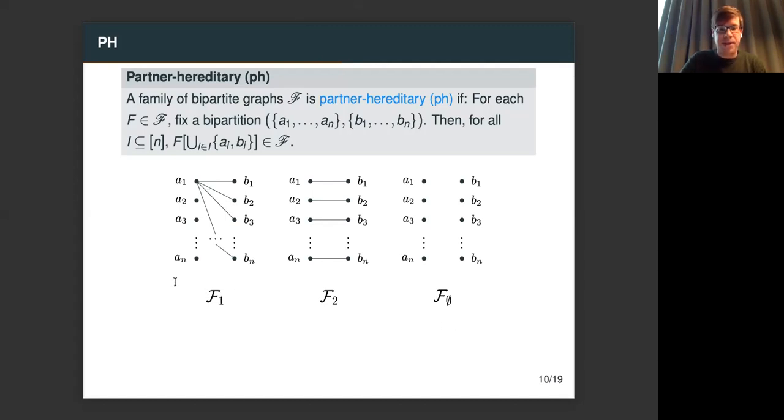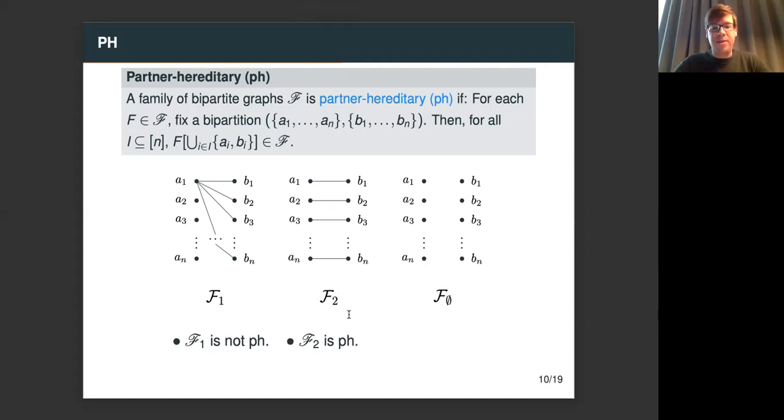Okay, so here we have these three families, and the first one we can see is actually not partner hereditary. And why is that? Say you take the numbers from 2 to n as your index set I, then they induce an empty bipartite graph. But this one is not contained in F1 because we always have this one vertex on the left that sees everybody on the right. So F1 does not have this property.